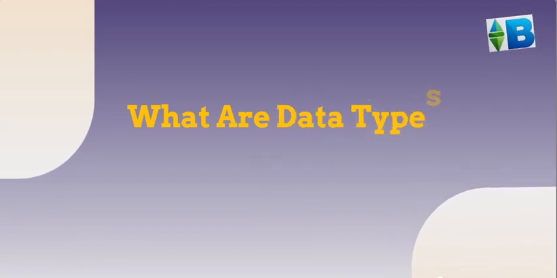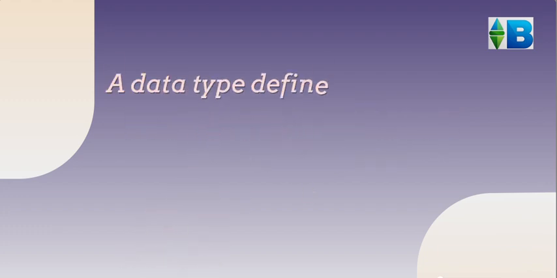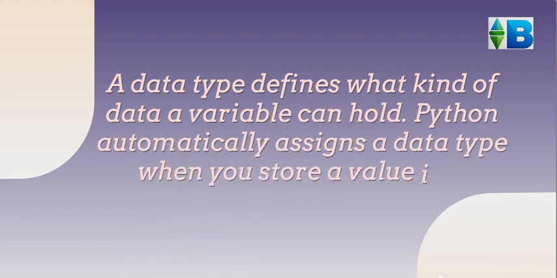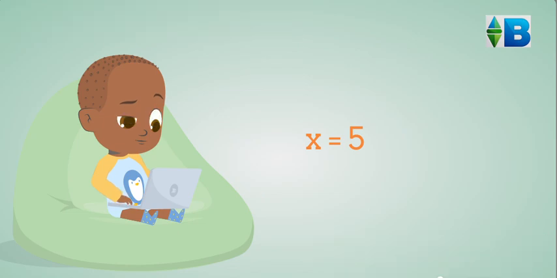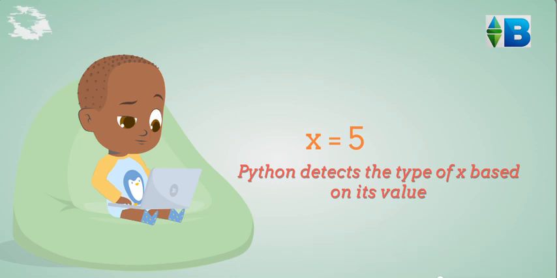Before we start coding, let's quickly recap. What are data types? A data type defines what kind of data a variable can hold. Python automatically assigns a data type when you store a value in a variable. So, if I write x equals 5, Python knows it's a number? Yes, Python detects the type of x based on its value. Let's explore each type with practical examples.